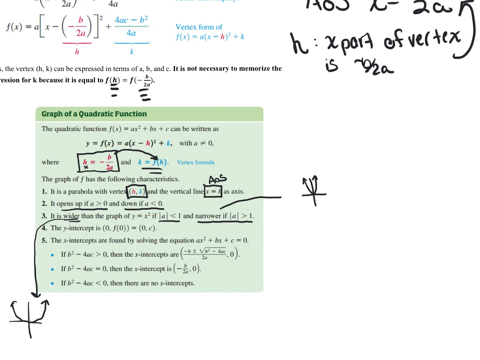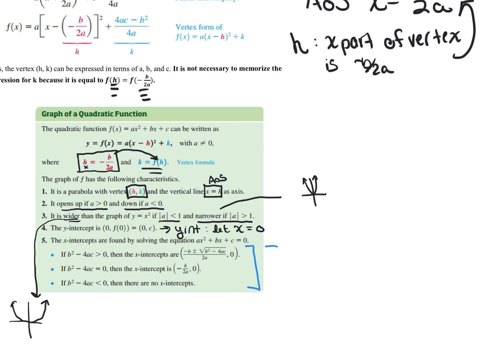We always can find the y-intercept, and I think this is much more useful. Y-intercept for anything, not just a parabola or a quadratic, anything. Let x equal 0. Always, always, always. And then the x-intercepts are found by doing one of the following. So before I discuss all that, let me address this.